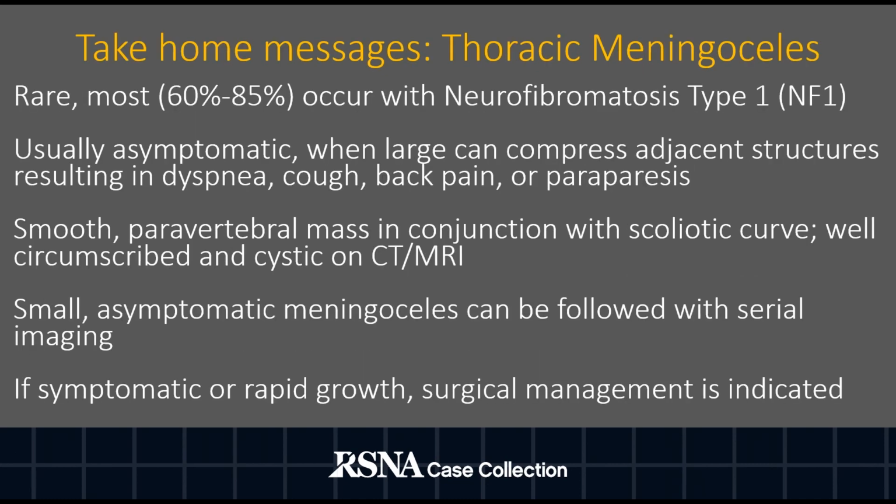The take-home messages for our case are that thoracic meningoceles are rare, with most, 60 to 85%, occurring with neurofibromatosis type 1. They are usually asymptomatic, but when large can compress adjacent structures, resulting in dyspnea, cough, back pain, or paraparesis. They are smooth perivertebral masses, which are in conjunction with a scoliotic curve, and well circumscribed and cystic on CT and MRI. Small asymptomatic meningoceles can be followed with serial imaging. However, if the patient is symptomatic or if there is rapid growth, surgical management is indicated.